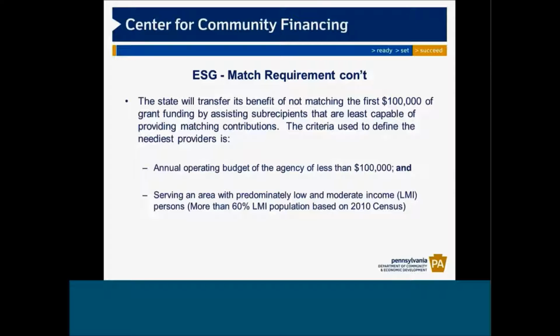And what cannot be considered as match is COC funds, SNAP benefits, housing choice vouchers, HOME TBRA funds in most instances, tenant-based rental assistance, depreciation of buildings, and tenant's portion of rent. They cannot be considered as match.